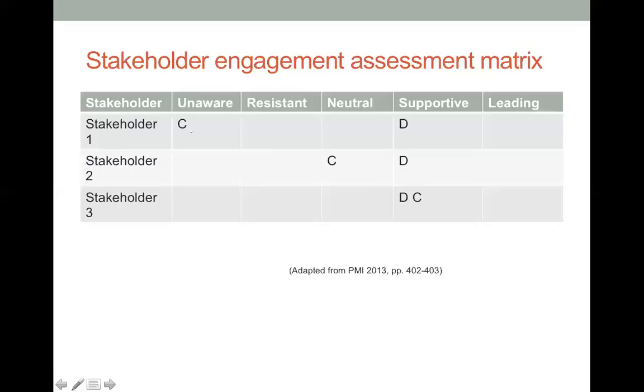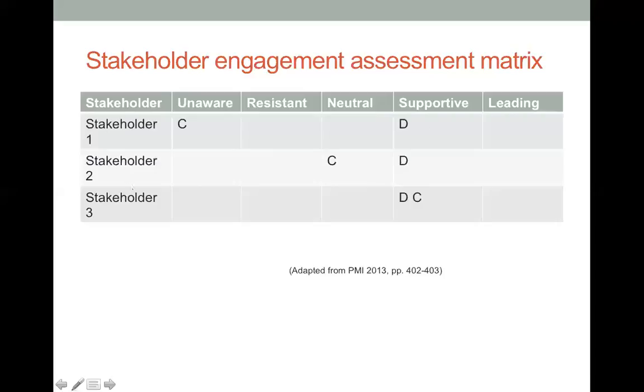Let's say stakeholder 1 is unaware of our risk management activities, and with our communication plan in place, when we want to implement our risk management, we communicate with this person. We expect this person to change to supportive to us, so support our risk management plan.